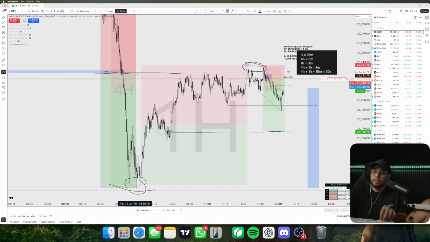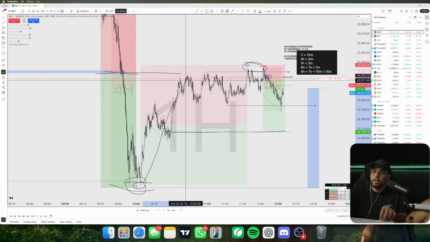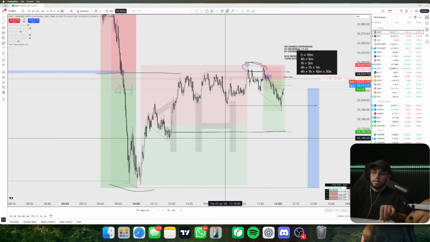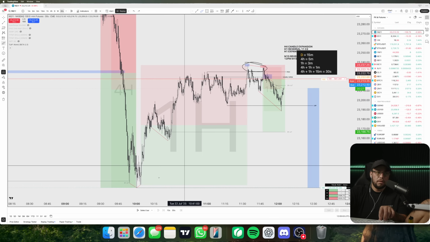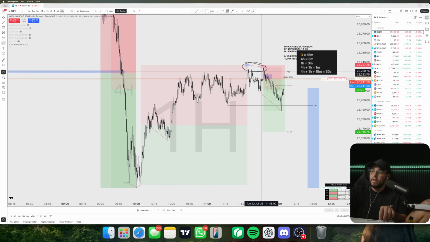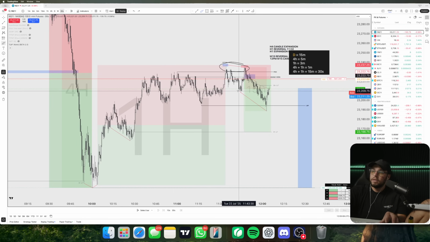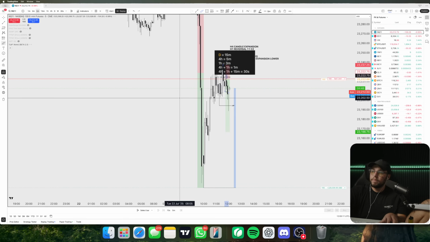This candle is set to expand. Took a swing, trading higher. It's still set to expand. Yeah? This is set to expand. This is all set to expand. Yeah? You got that change state of delivery on a higher time frame.